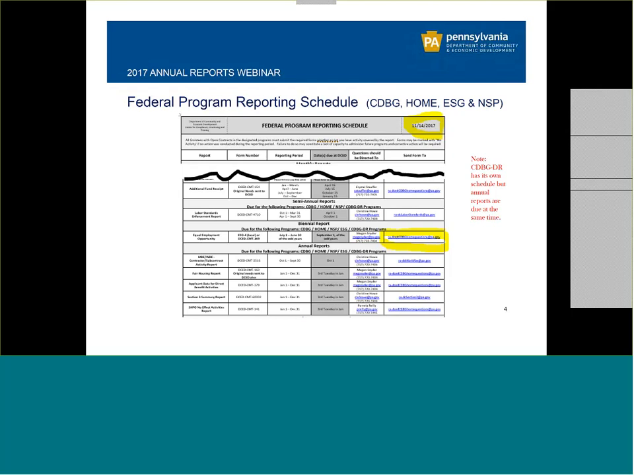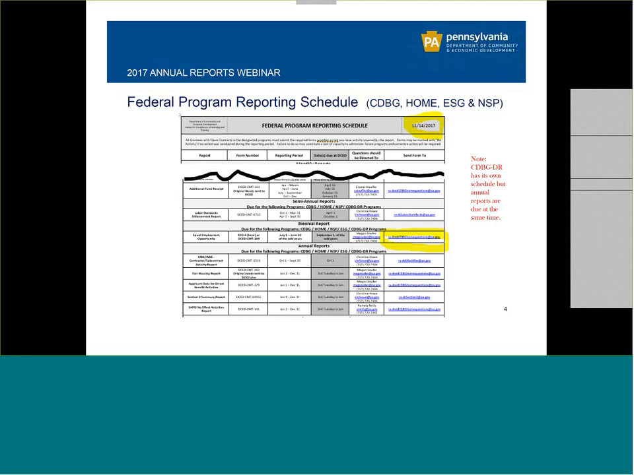So, first thing, if you don't know what this looks like, here is the federal program reporting schedule. You should be using the November 14th, 2017 schedule. I've cut off part of it there. The top part includes monthly reports and quarterly reports, but I wanted to hone in on the actual annual reports that we will be covering today. The only change on this form from the one that came out this summer, I believe in August, is that the mailing address has changed.